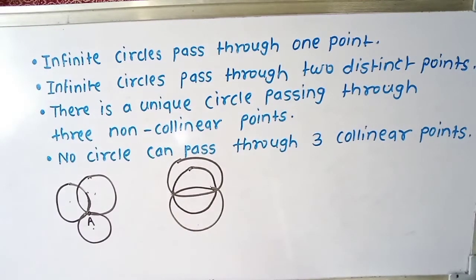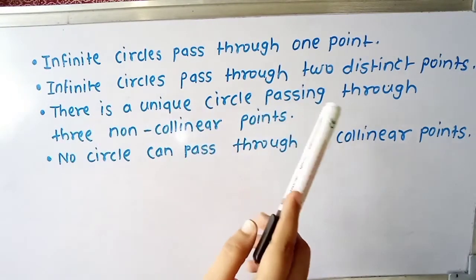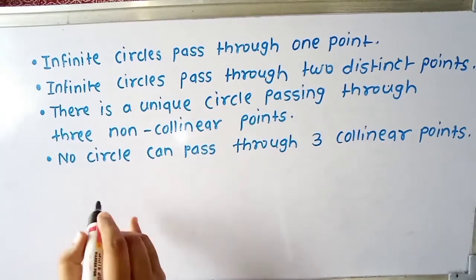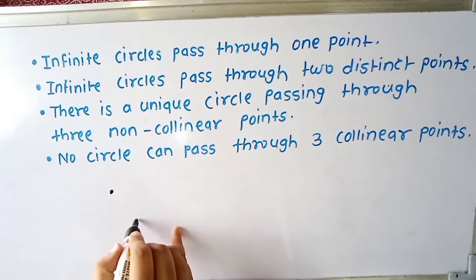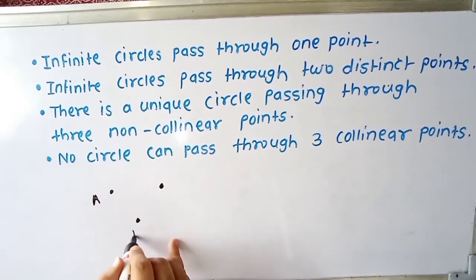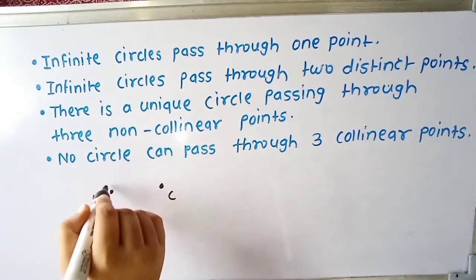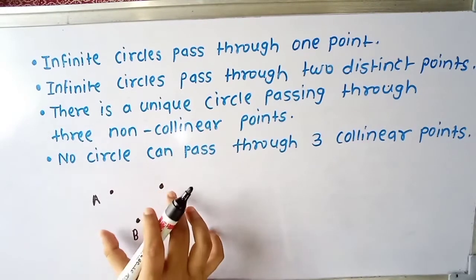Then the third point: there is a unique circle passing through three non-collinear points. Non-collinear means they are not on the same line. Suppose this one is A, this one is B, and this one is C. So you can draw a circle passing through these three non-collinear points. Are you getting me, class?